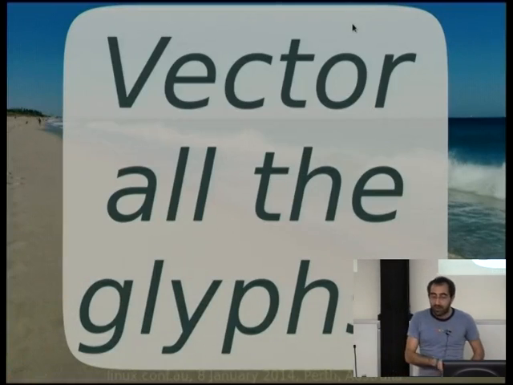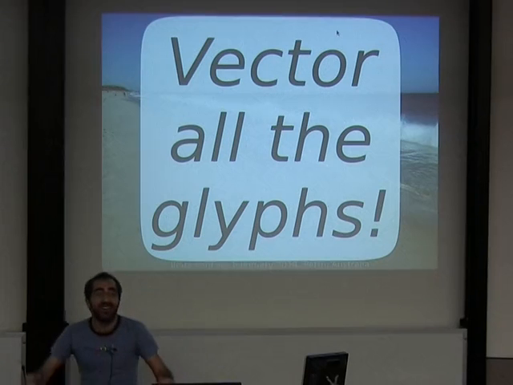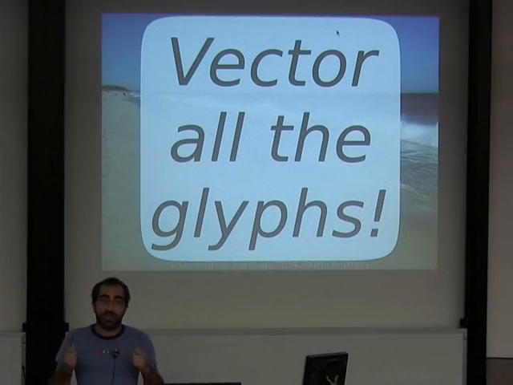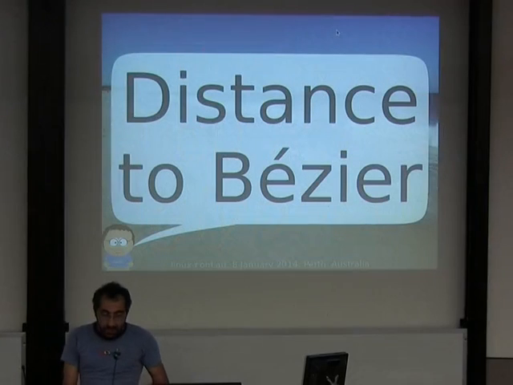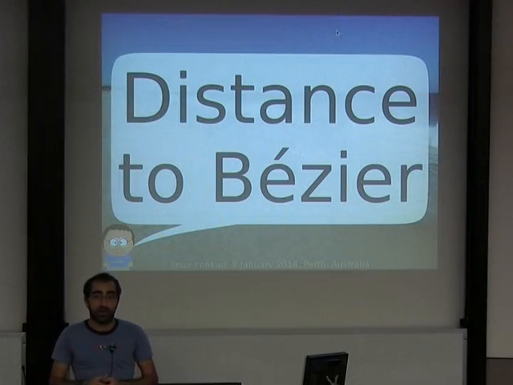So let's vector all the, I don't know if vector is a word, but we want to put actual vector data on the GPU. The problem is computing distance to a Bezier is really hard. For a third-degree Bezier, you have to solve a fifth-degree polynomial. Now again, like any other computational geometry problem, Jim Blinn has a solution to it.